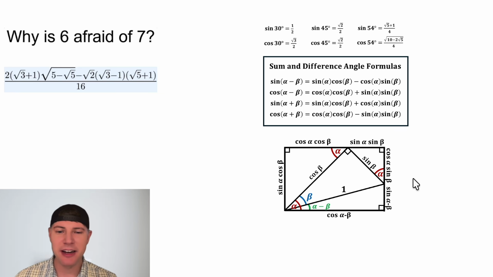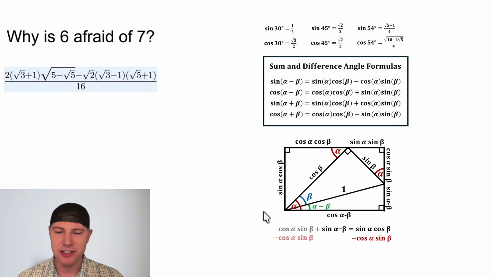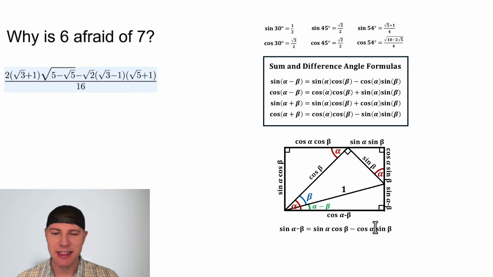And now that we've figured out everything in the rectangle, we can set the opposite sides congruent. First, let's set this right-hand side equal to the left-hand side. It'll be cosine alpha sine beta plus sine of alpha minus beta equals sine alpha cosine beta. And we're trying to solve for this sine of alpha minus beta, so let's subtract this other thing from both sides. On the left-hand side, these are going to cancel each other out, and on the right-hand side, we end up with all of this. And this is exactly this first one right here. That was pretty cool. We just verified the first equation.